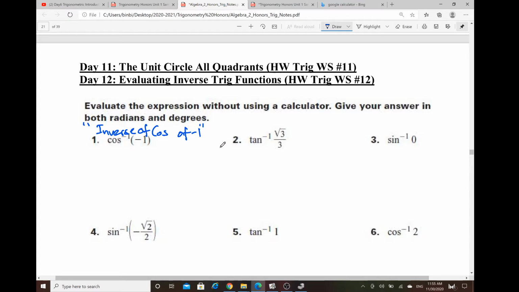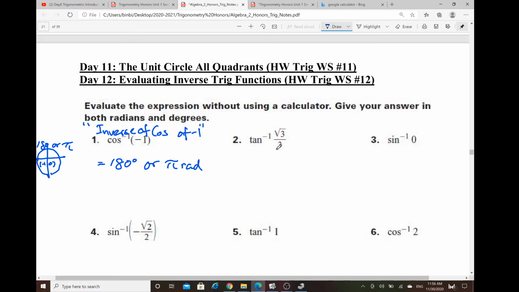So this time we have to do it without using the calculator. It's all about the unit circle that you recognize. On the unit circle, we do know that at -1 for the x value, that would be at this position here. At that position, it's either 180 degrees or pi. So for this one, it's 180 degrees or pi radians.